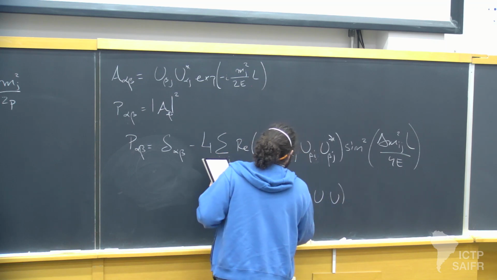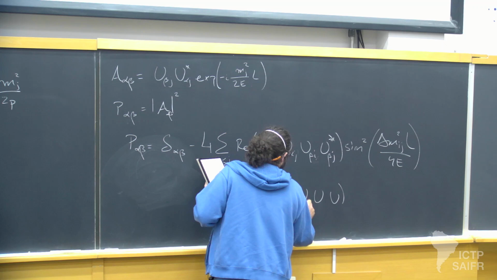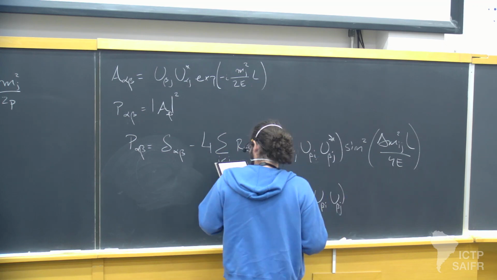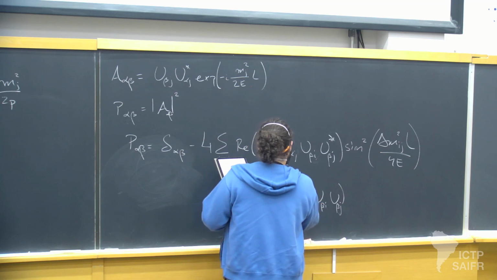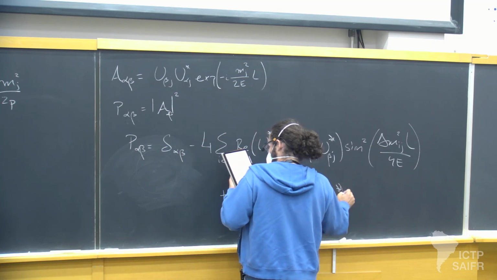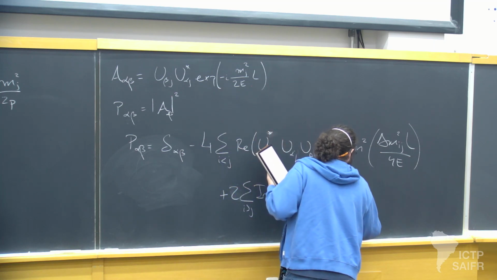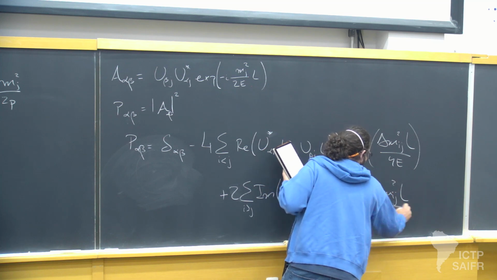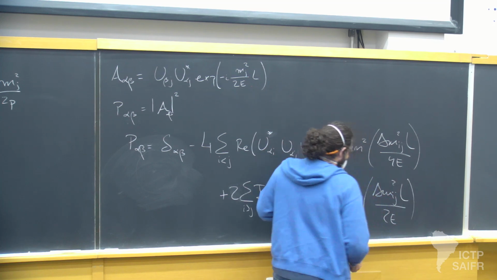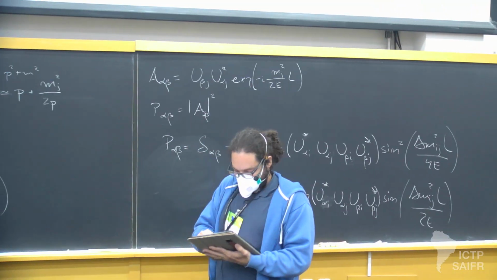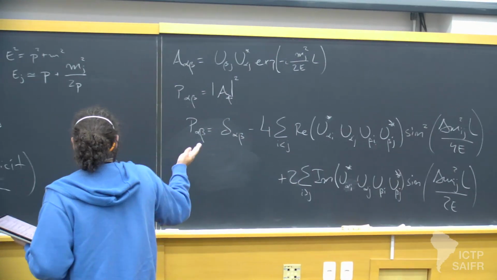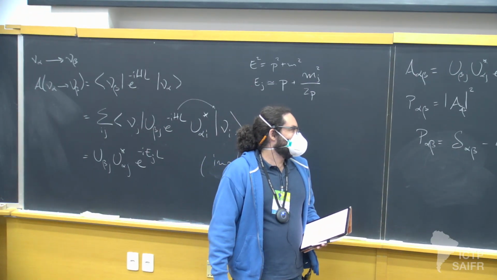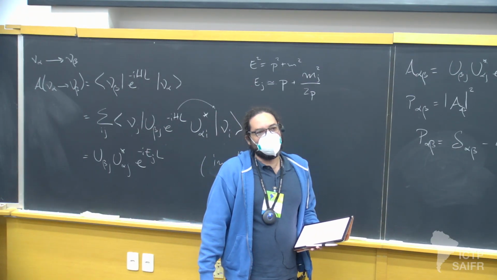I guess I can just repeat this guy here: alpha i, alpha j, beta i, beta j. Let me make sure that the stars are in the right place. And then sine of delta m squared ij L over 2E. All right, so this is the general neutrino oscillation formula. Written like that, it is not super duper useful.